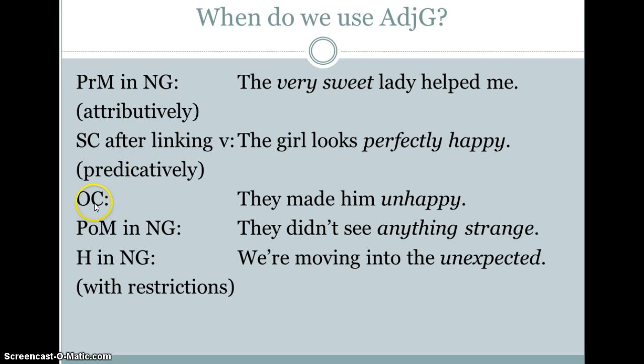We can also use adjective groups as object complement. They made him unhappy. We can use them as post-modifiers in noun groups. They didn't see anything strange. As a head in the noun group, with restrictions though, we are moving into the unexpected.